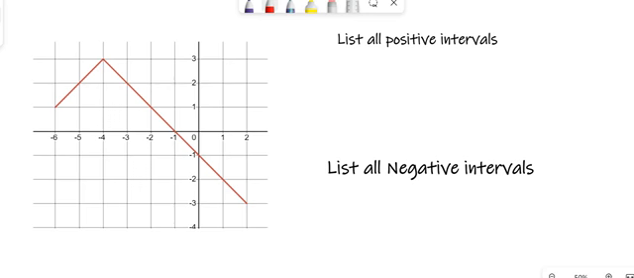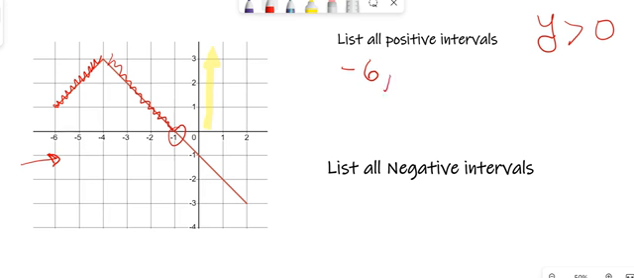Okay, all positive intervals. Values in the graph that are above 0. The y is positive. Let's write it. y greater than 0. So all this portion is positive until I get to -1. So where does it begin? From left to right, it begins at -6. Where does the positive end?